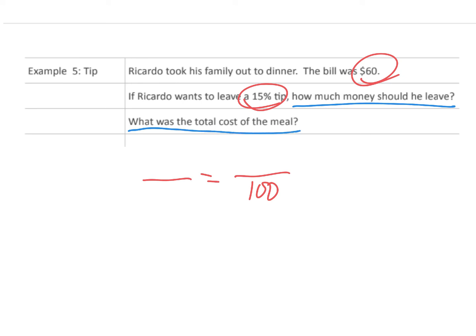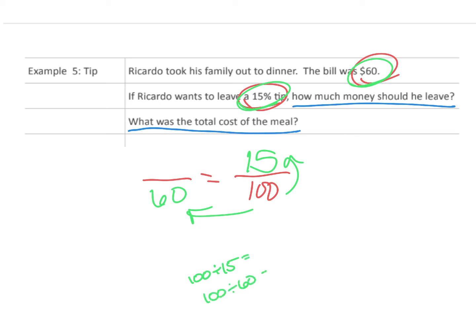So let's do this. 15% still goes on top of 100. The bill was $60. That's the cost of the meal without the tip. That's the total meal without the tip. So we don't have really a nice way to do it. So we're going to take 100 and divide it by 15, or we can take 100 divided by 60. Either way is going to work. We're going to get 0.15, or 15 hundredths, or 6 tenths, 60 hundredths.